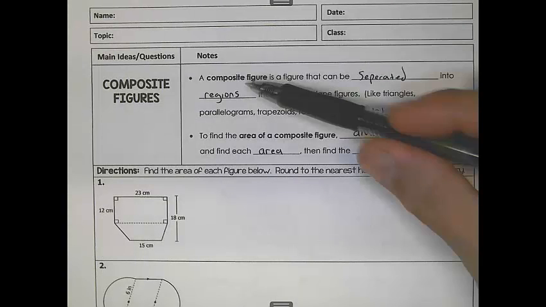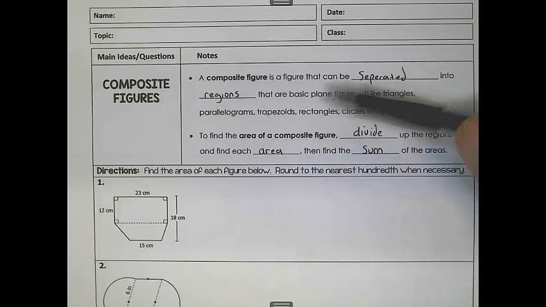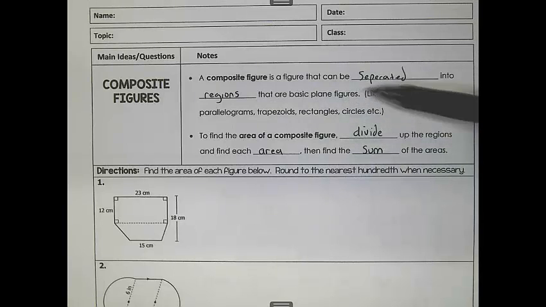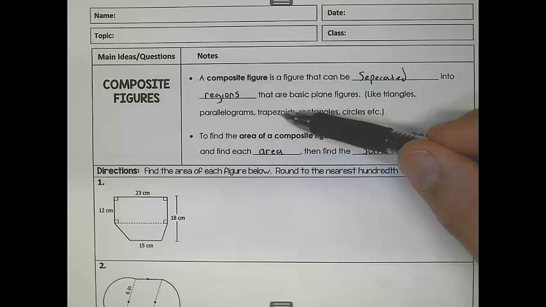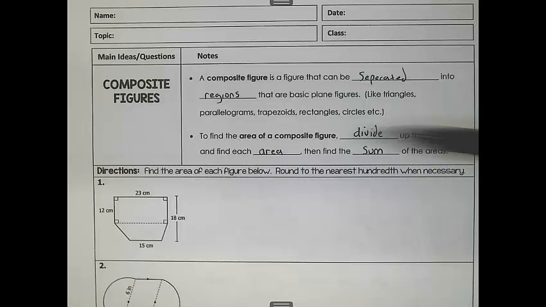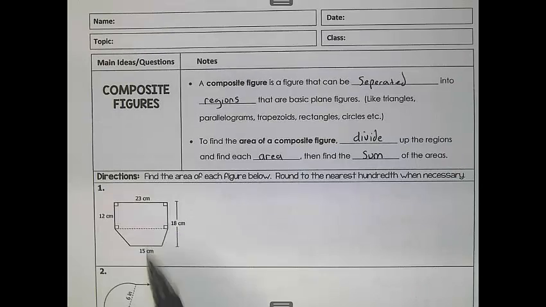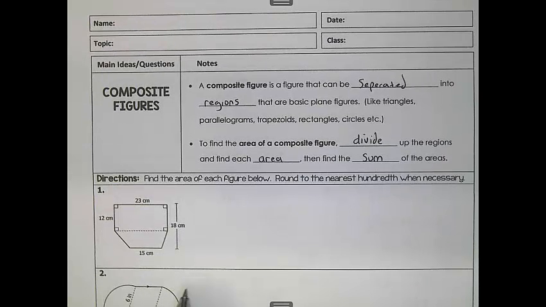A composite figure is a figure that can be separated into regions that are basic plane figures like triangles, parallelograms, trapezoids, rectangles, circles. To find the area of a composite figure, we just divide up the regions, find the area of each of them, and then find the sum of those areas. So here's an example. There's only 4 examples. We might as well just do all 4, and then you guys can start the homework.